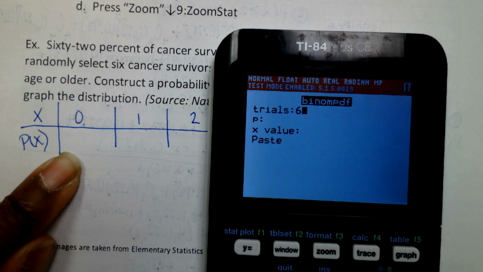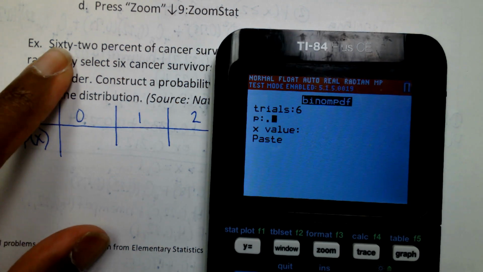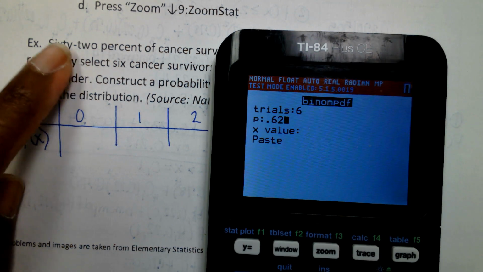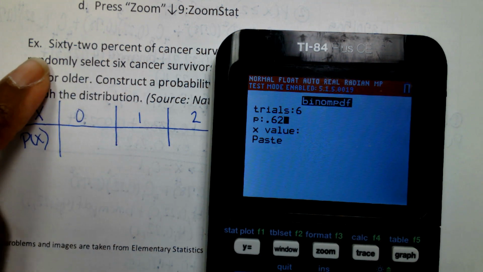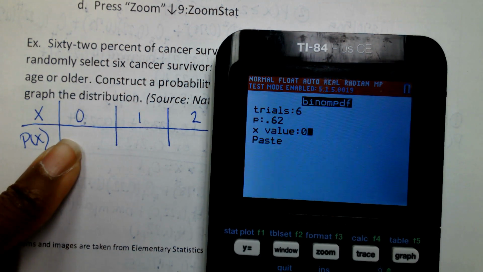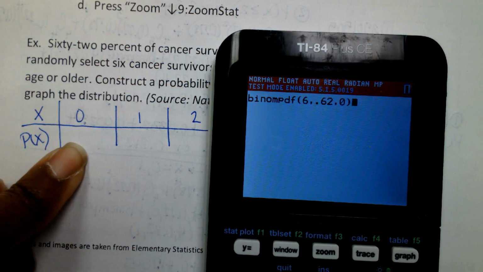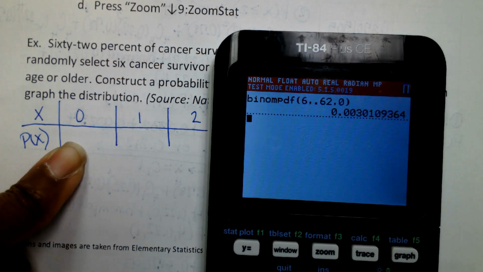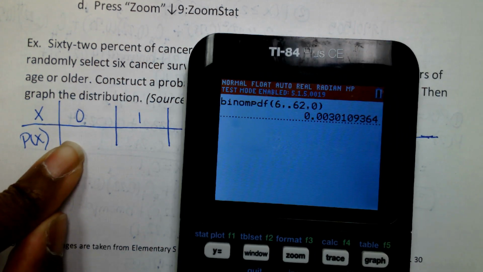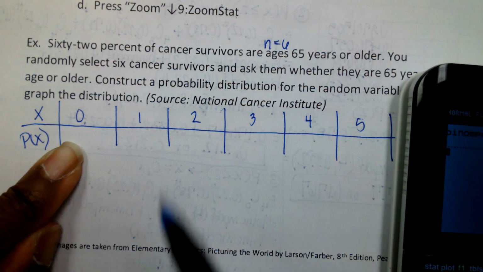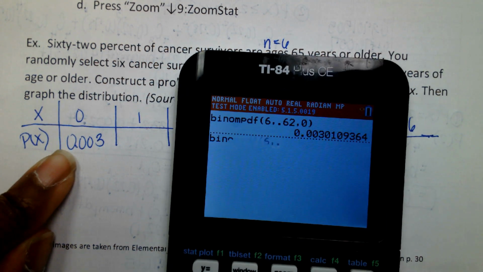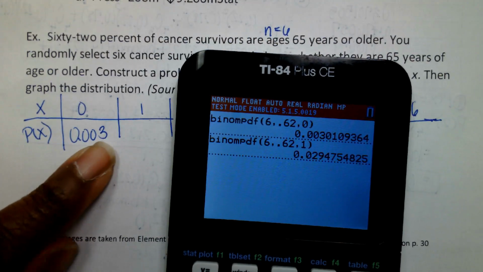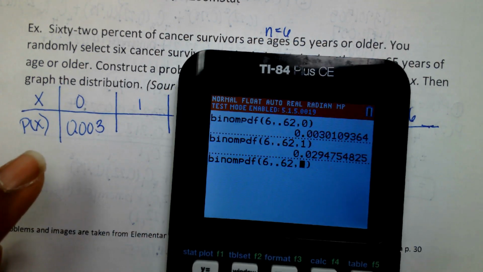So our n was 6. p is 0.62. Notice it didn't put it in. They'll normally trick you up like this, so just be careful. I'm going to put it in word form. 0.62. And then our x value is going to be 0. So 0.003. So we're going to round these. Again, we round them because we're not doing any other work with this. Go second, enter, 1, and just keep going down if you like.